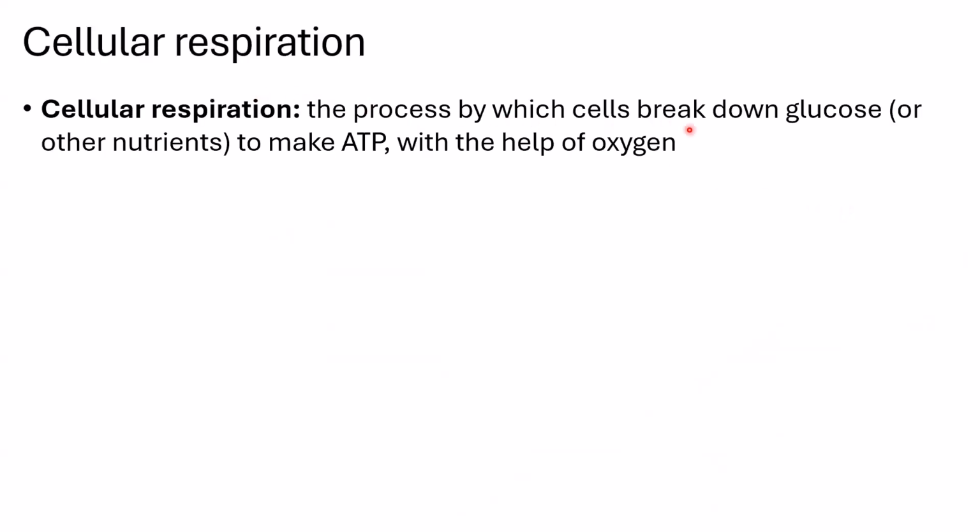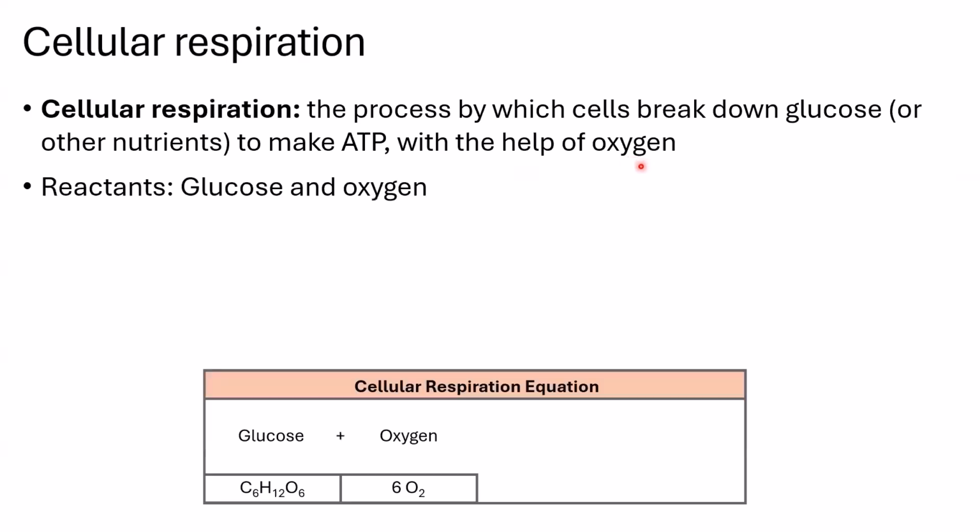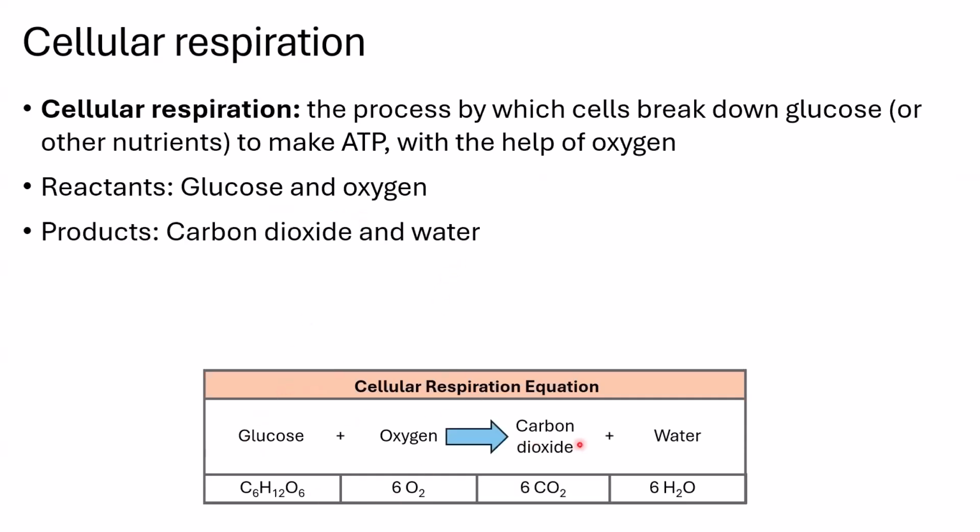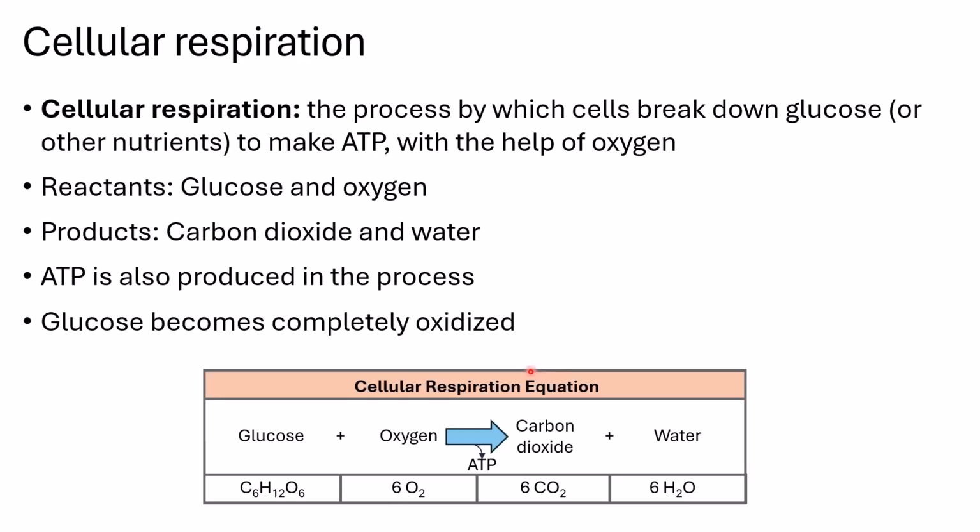Again, cellular respiration is the process of breaking glucose and other nutrients down to make ATP. And the oxygen we breathe is very important for allowing this process to occur. Overall, the reactants of the process are glucose and the oxygen we breathe in, and the products are the carbon dioxide that we breathe out and water. In the process, energy is released in the form of ATP.